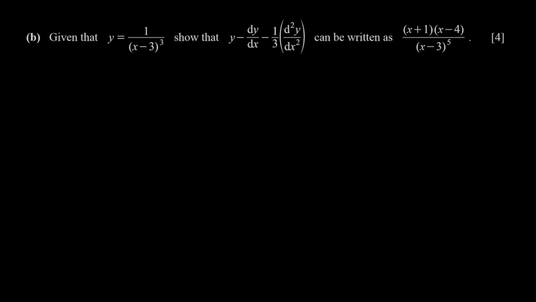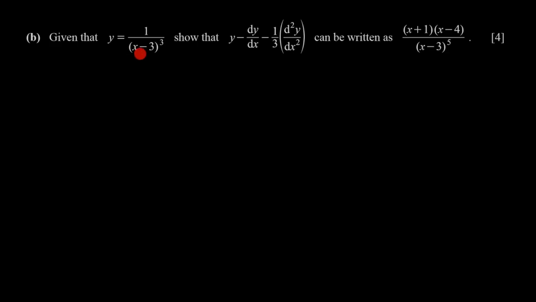Okay, so here we've got part B. We are given that y is equal to 1 over x minus 3 to the power of 3. And we've got to show that this thing can be rewritten as this thing here. Now, it looks very complicated, but actually really all we've got to do is differentiate our expression twice and then substitute it in.